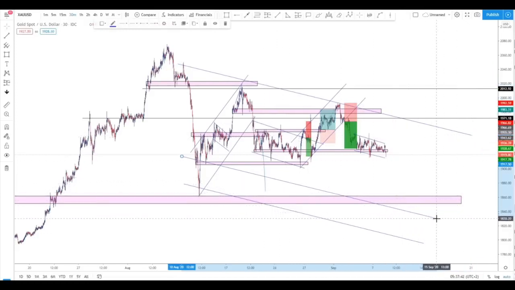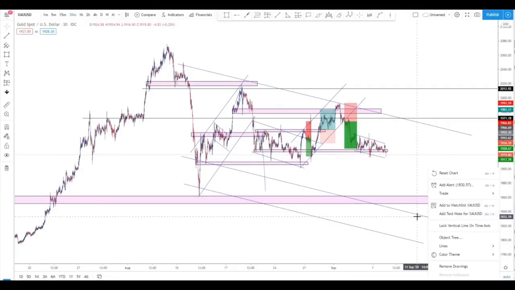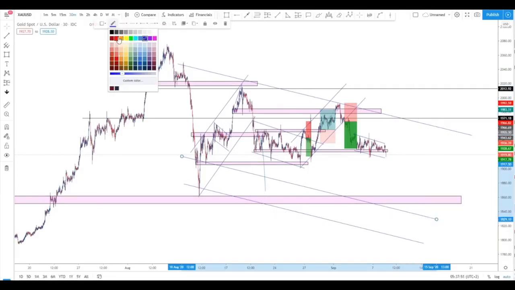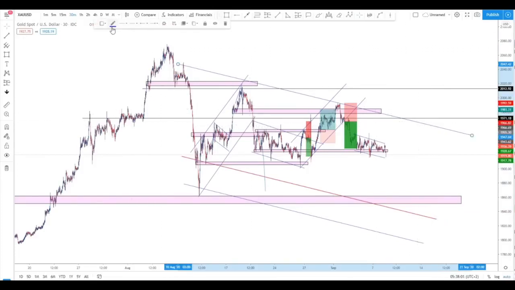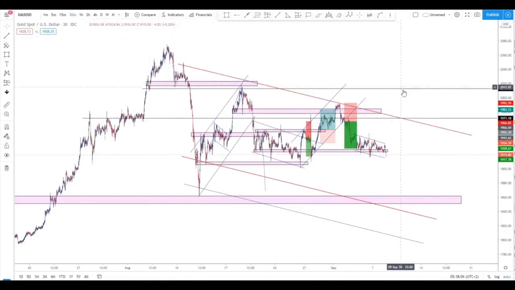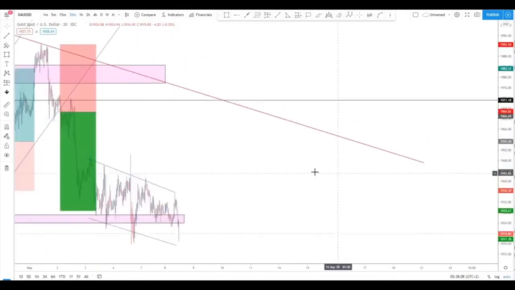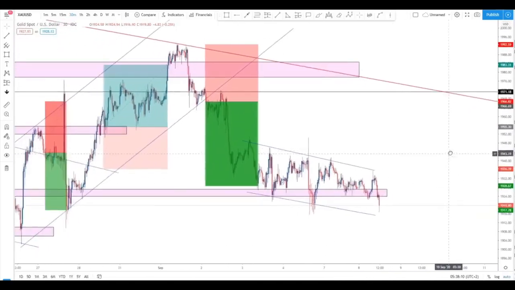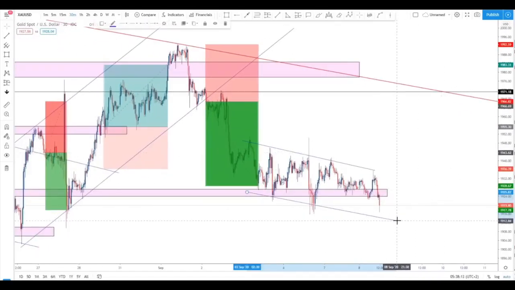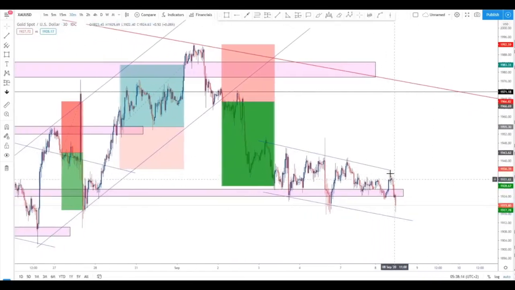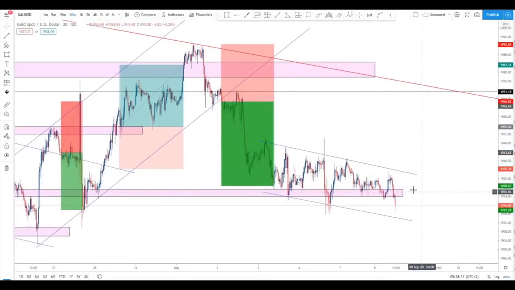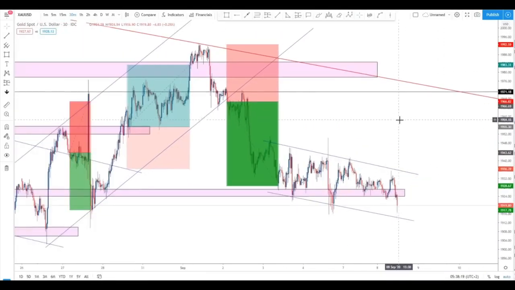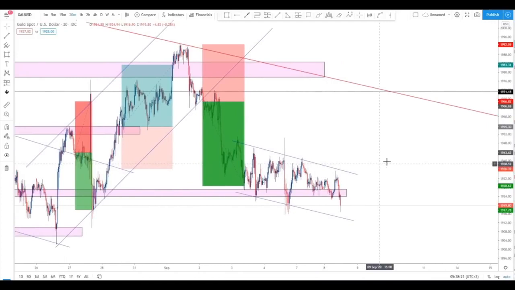So what I can do for now is change the colors to red and a bit thicker, and this one as well, can make it red. At this moment, what I see is the market consolidating. I want it to break below to know that I'm going below. I want it to break above to know if I'm going to the top. So now let's see what the market can give us.